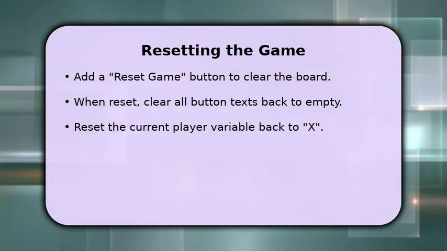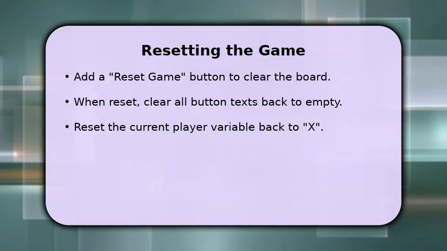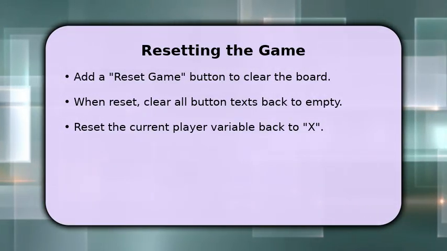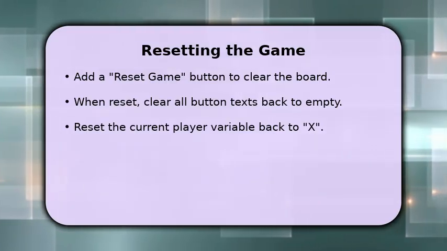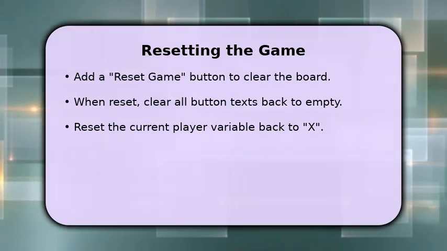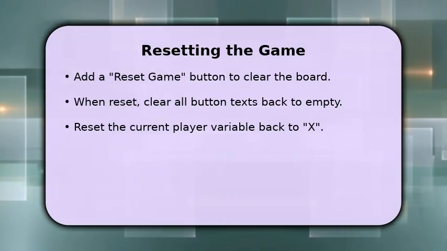Finally, let's add a way to reset the game for another round. We'll include a Reset Game button. When this button is pressed, all 9 squares on the board will be cleared, setting their text back to empty. We'll also reset the current player variable back to X, ensuring the next game starts fresh and fair.